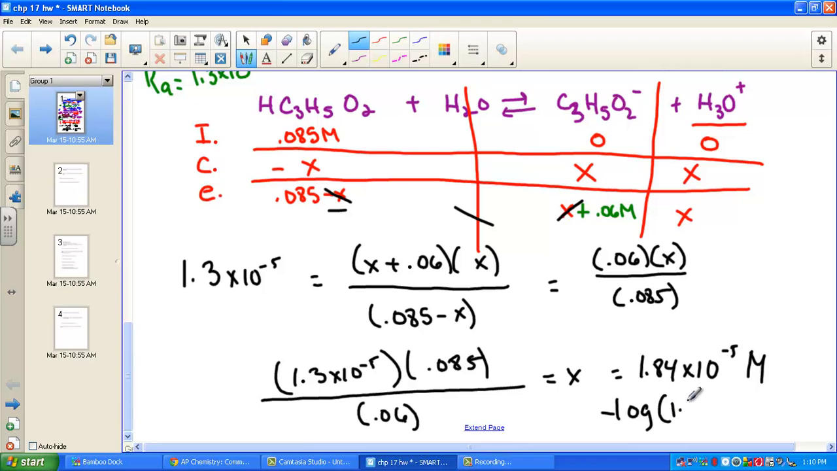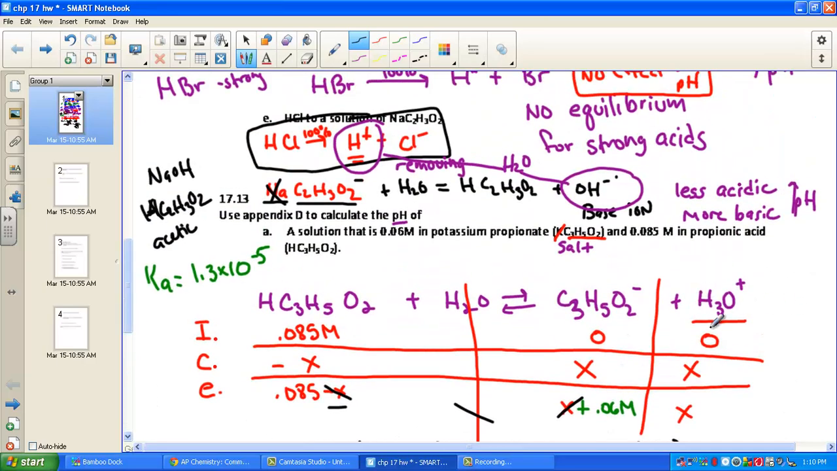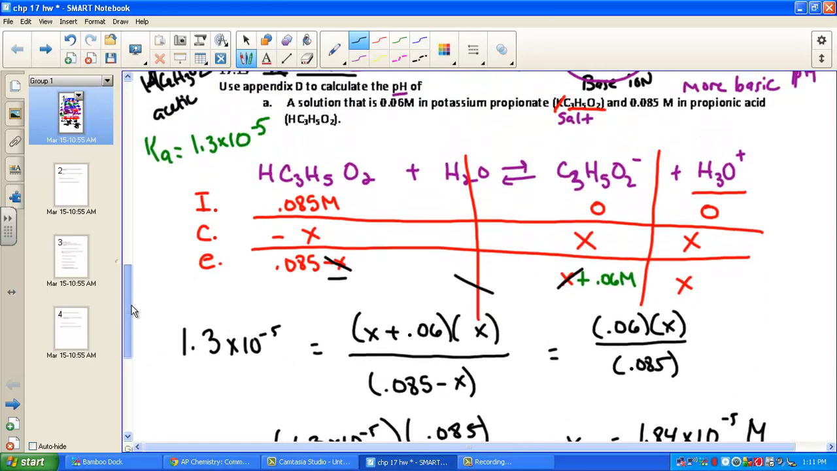Negative log that value and we'll have the pH of our solution. Did you find the same thing I did, where pH is given to us as 4.73 pH units? Does that number make sense? Well, it does. We were looking for an acid solution. A pH of 4.73 does indeed lie in the acid range. Shall we try another?